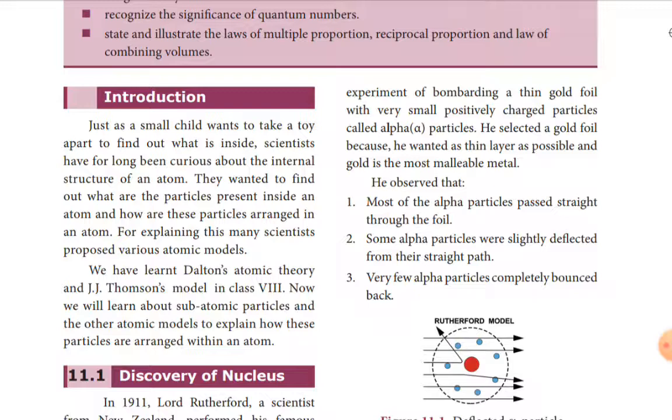And also J.J. Thomson proposed that the negative and positive charges are equal in magnitude. So the atom as a whole is electrically neutral, because the positive charge and the negative charge are equal in magnitude. These things you already learned in 8th standard.